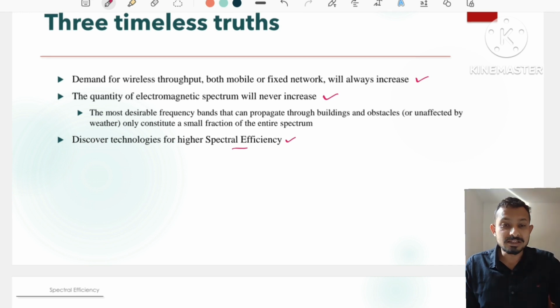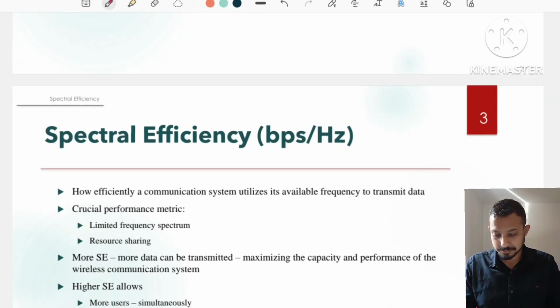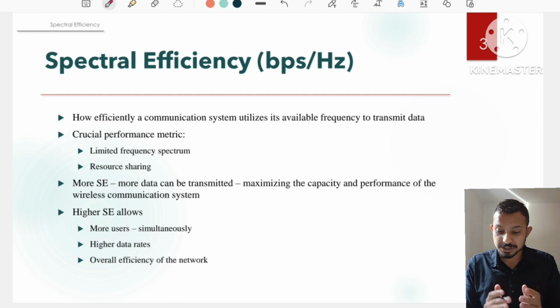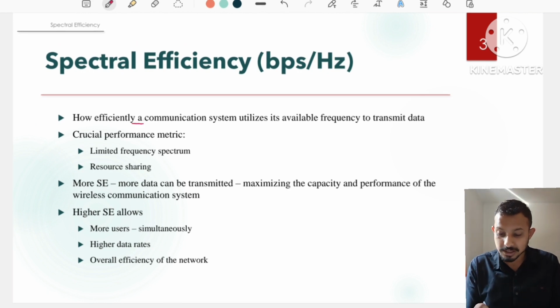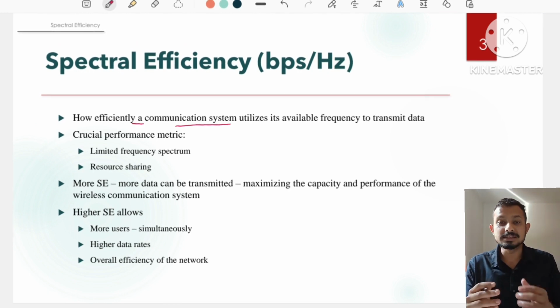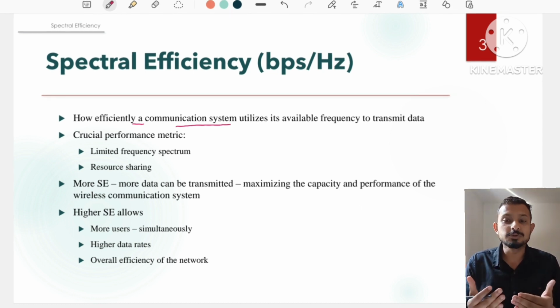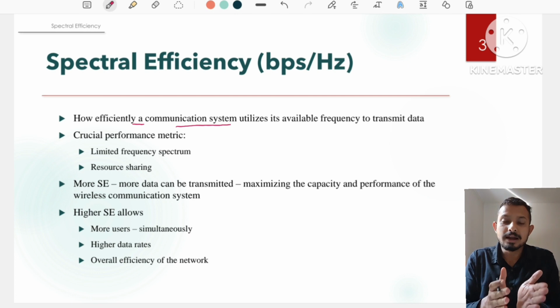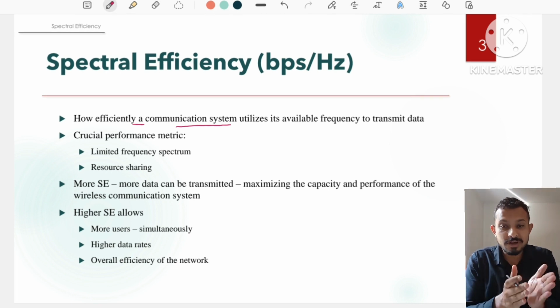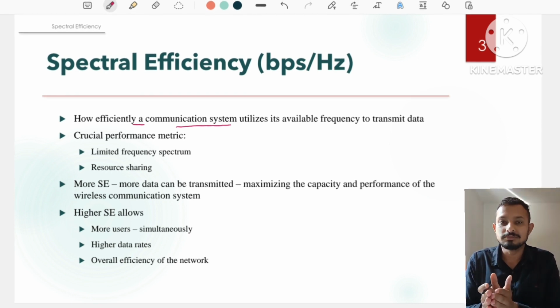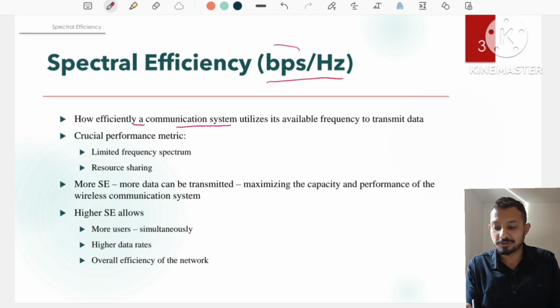So now, what is spectral efficiency? Spectral efficiency is a measure of how efficiently a communication system utilizes its available frequency to transmit data. Or in other words, we can say the amount of data that can be transmitted over a given bandwidth or frequency range. That is why the unit is bits per second per hertz, the amount of data per second per hertz.